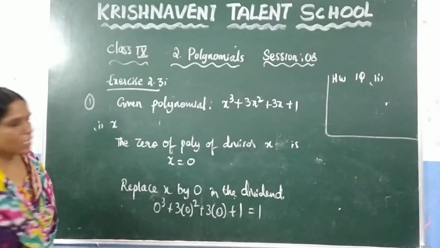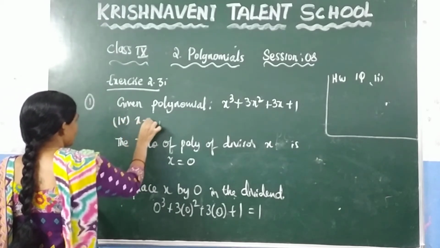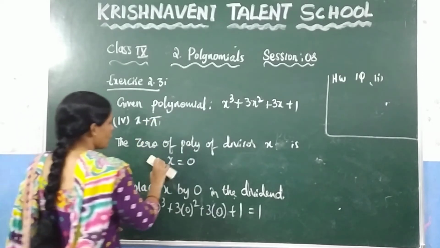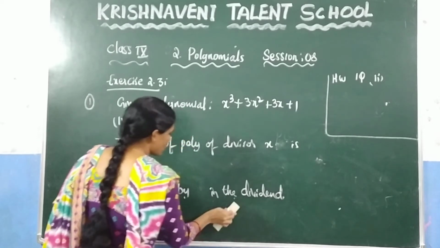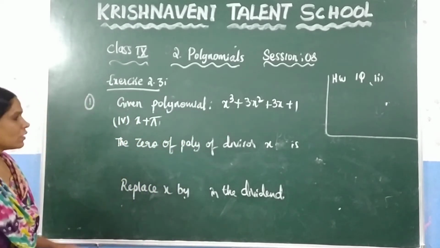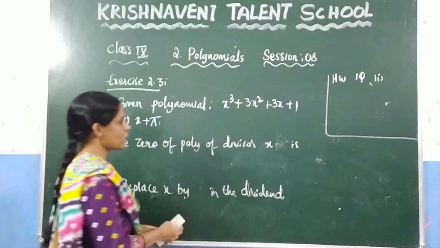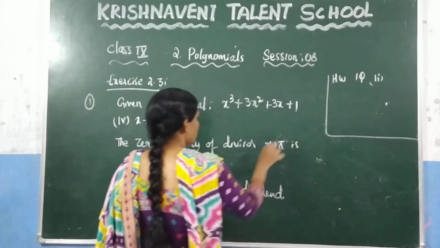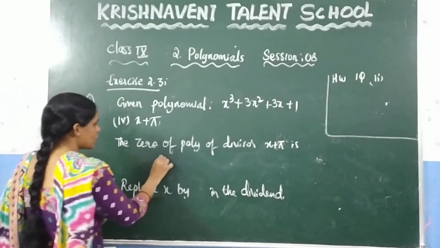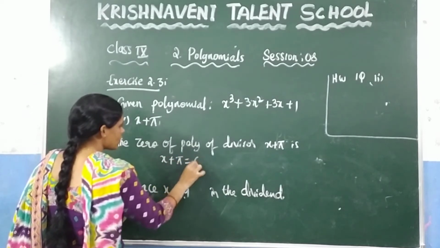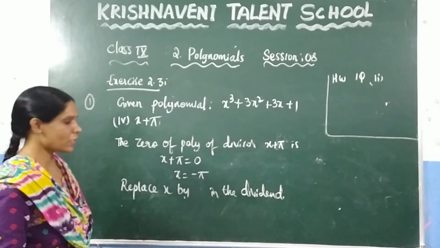Now see the next question. They have given x plus pi. The fourth question is that they have given x plus pi. If you want to divide this polynomial with x plus pi, what will be the remainder? Similarly here, first you need to find the zero of the polynomial of the divisor. What is the divisor in this case? Which is x plus pi. You need to equate that polynomial to 0. So x plus pi is equal to 0. Then what is the value of x? Which is minus pi. If you take plus pi to the other side, it will become minus pi.